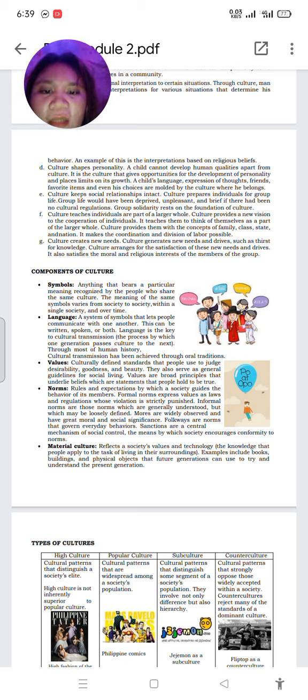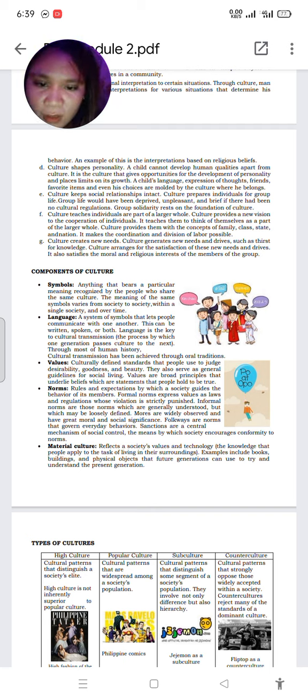So language, a system of symbols that lets people communicate with one another. So this can be written, spoken, or both. Language is the key to cultural transmission. What is cultural transmission? It is the process by which one generation passes culture to the next generation. So through most of human history, cultural transmission has been achieved through oral tradition.